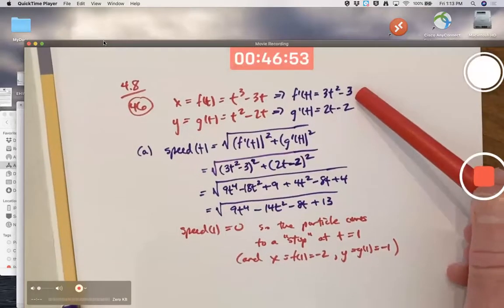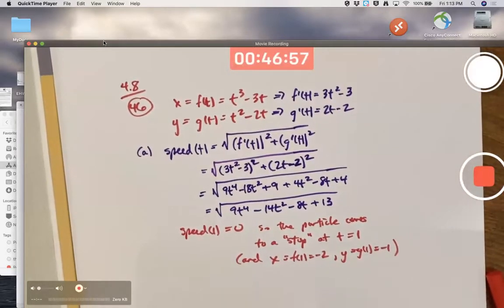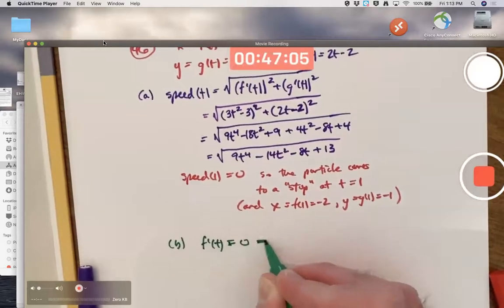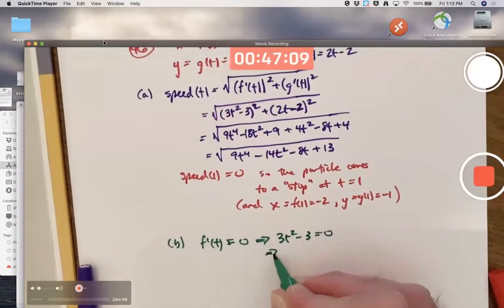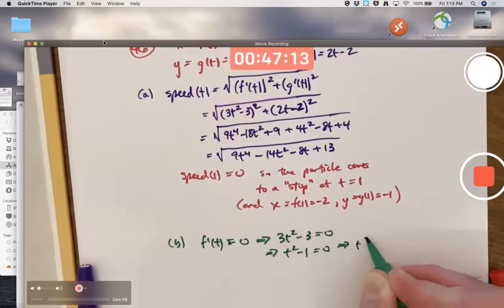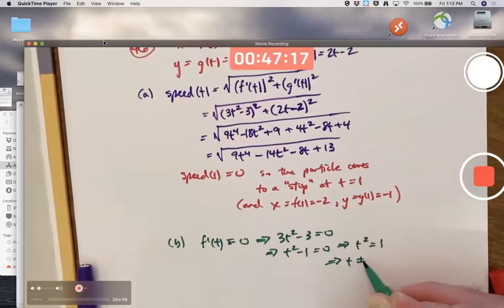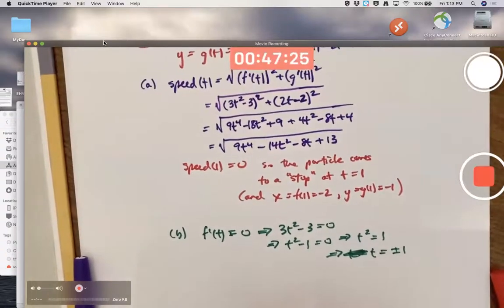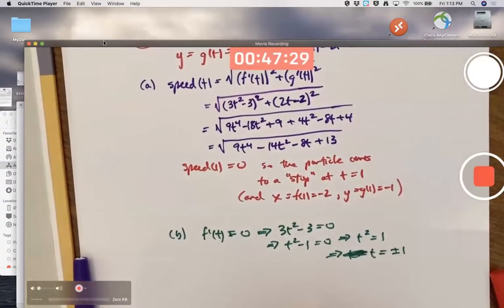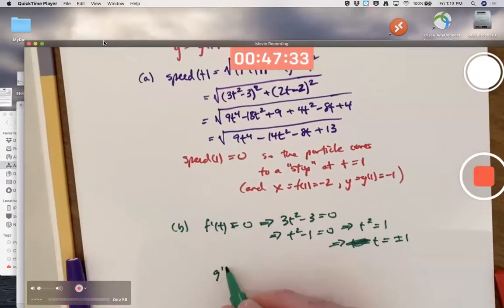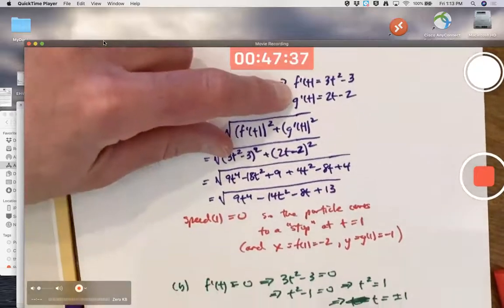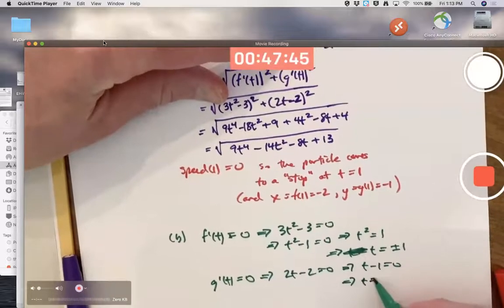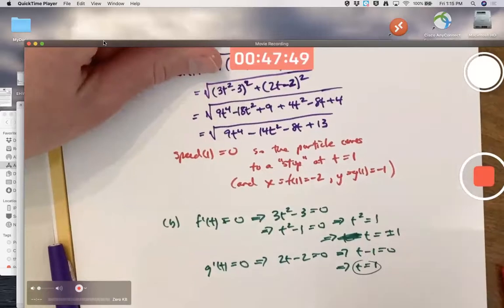Well, you'd have to set that equal to 0 and solve for t. f prime of t equals 0 implies 3t squared minus 3 equals 0, implies t squared minus 1 equals 0, t squared is 1. So t is plus or minus 1. But actually only one of these is the spot where it's vertical. To truly be vertical, g prime must not be 0. Now g prime of t equals 0 when 2t minus 2 equals 0, which means t is 1. That's the spot, t equals 1, where we had the corner in the graph.